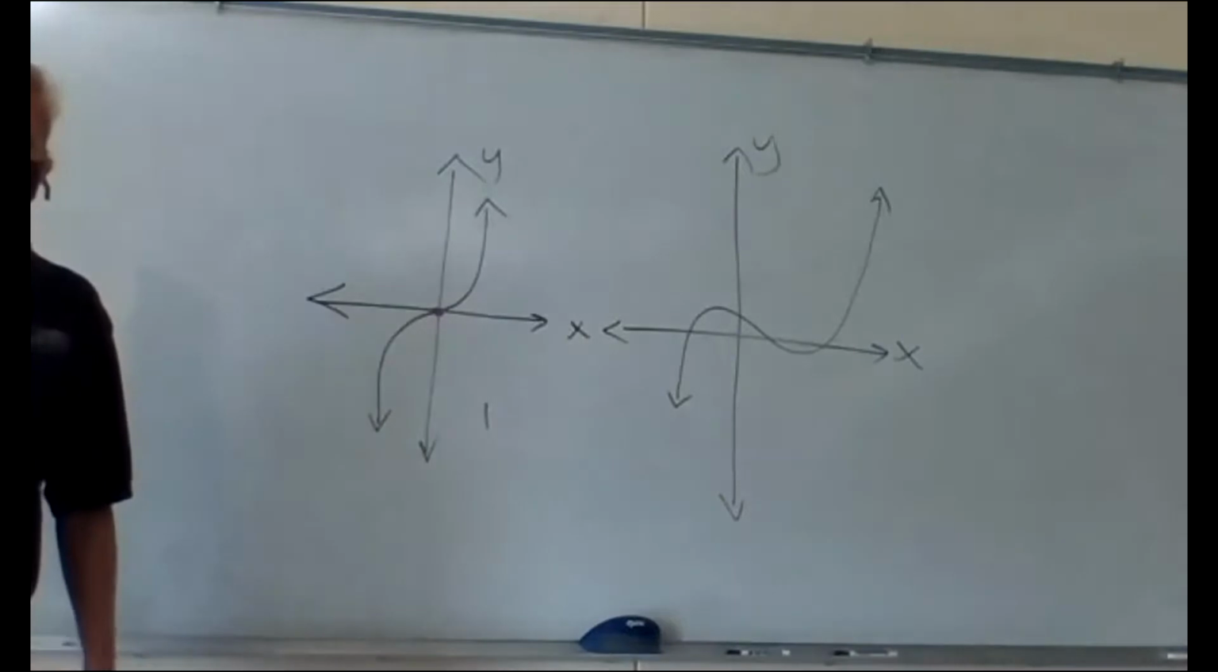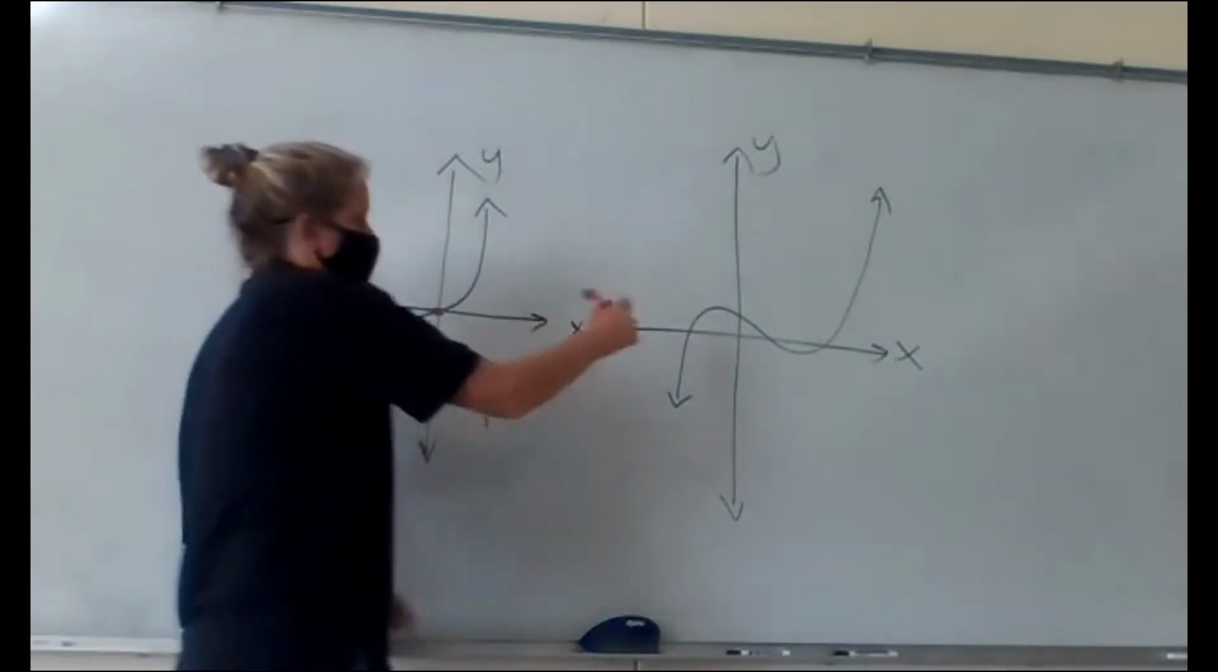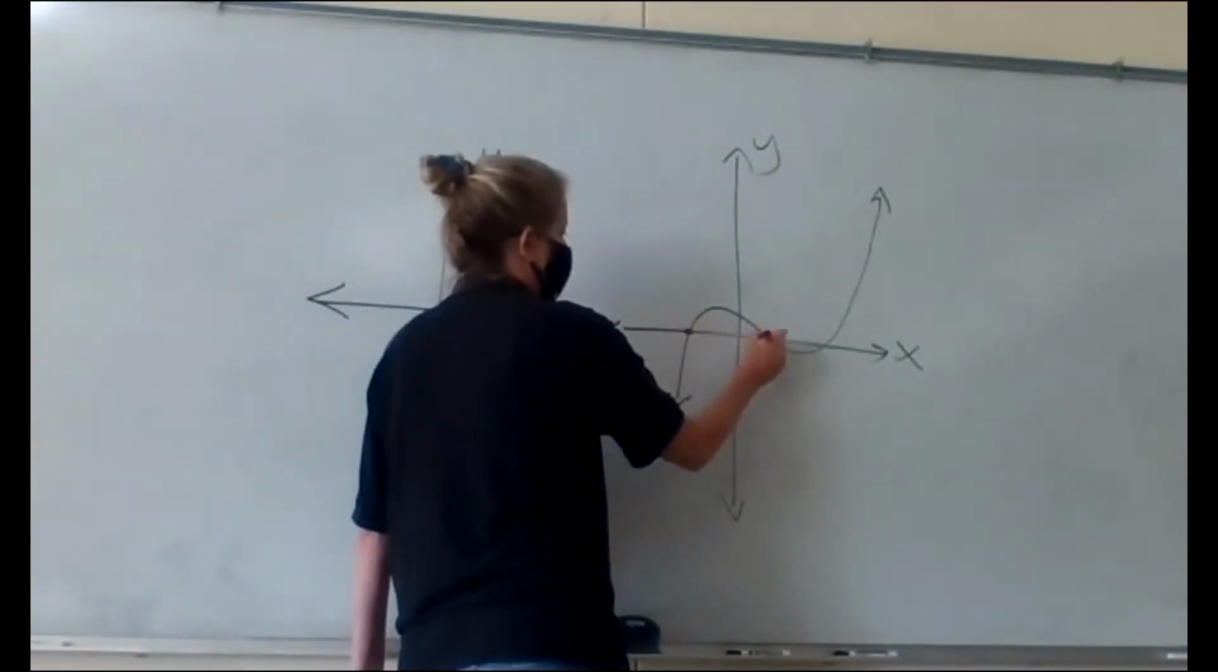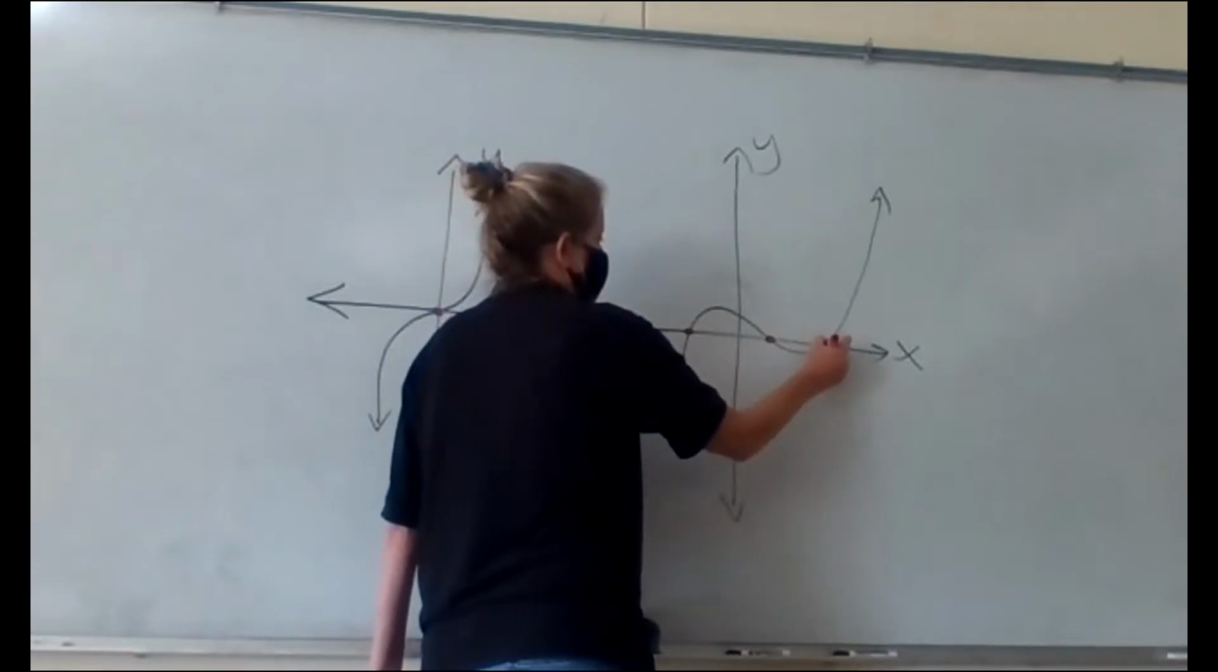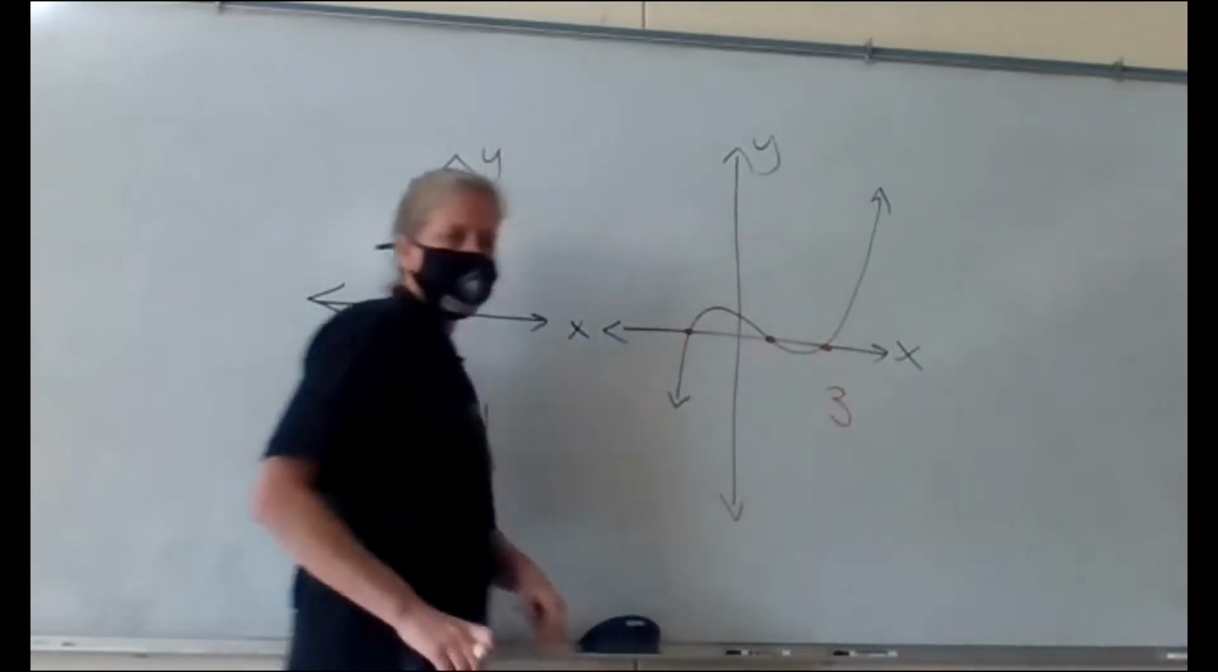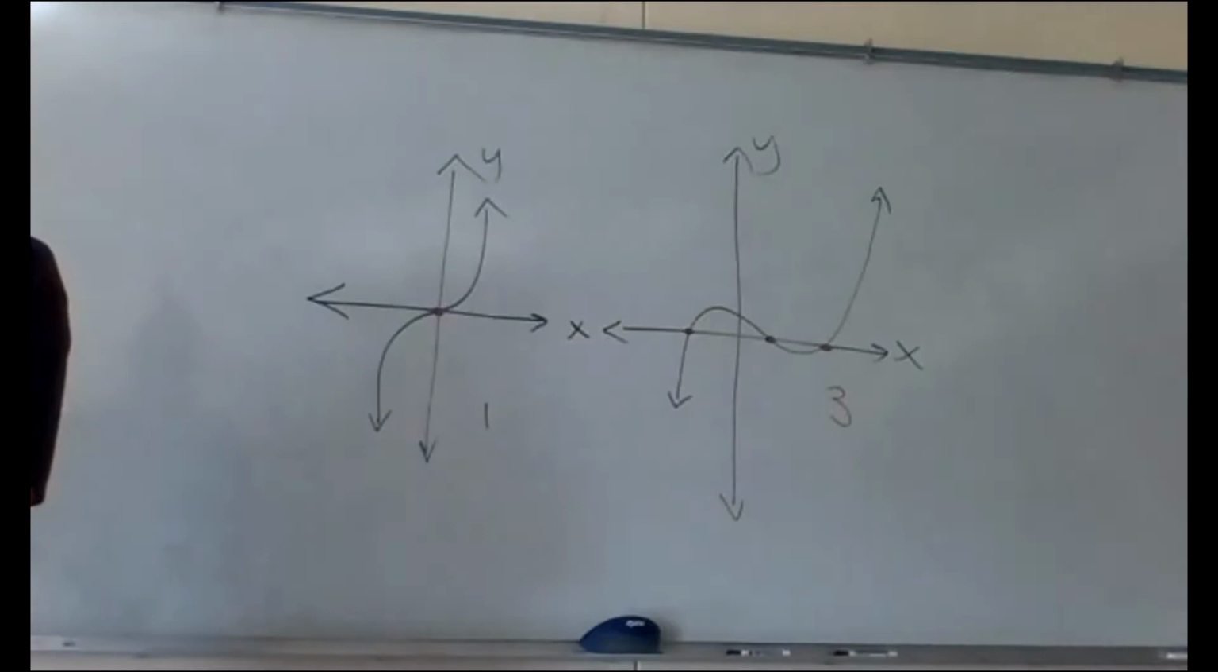Just 1. How many x-intercepts does this graph have? It's got 1 here, 1 here, and 1 here. So it's got 3 x-intercepts, which should be the maximum number of x-intercepts that an x-cubed graph should have, right?